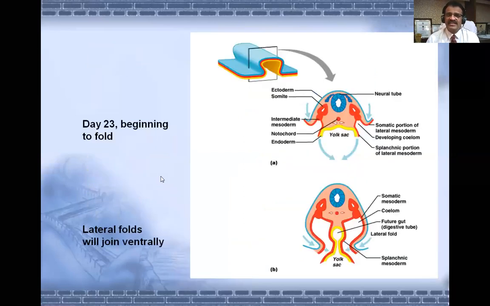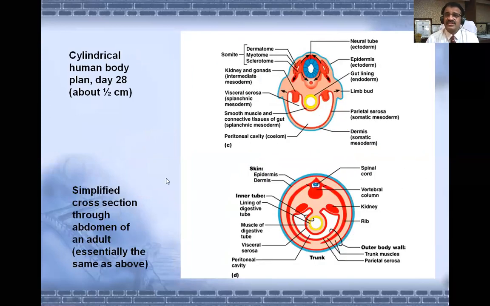By day 23 the folding begins, and the lateral folds will join ventrally. You can see them joining ventrally here in this image. A cylindrical human body plan comes by day 28. Day 28 means 2 days short of 1 month. Here the embryo is only about half a centimeter, that is, 5 millimeters.